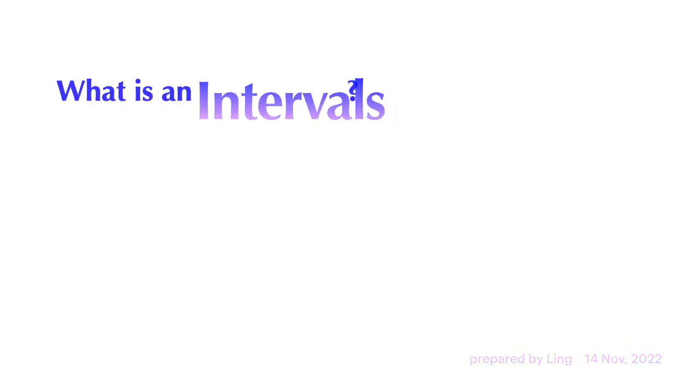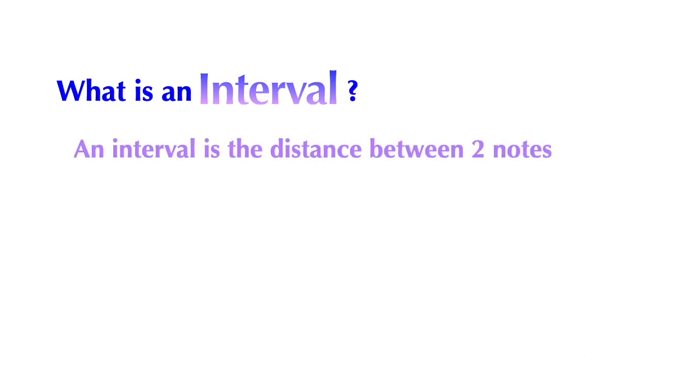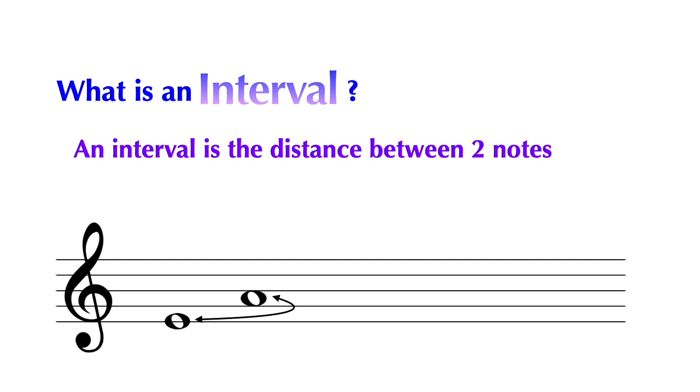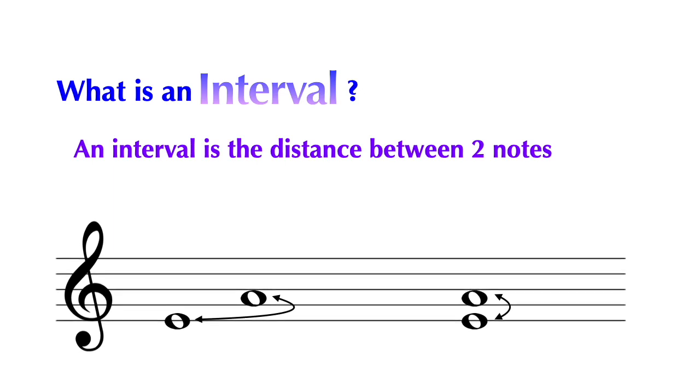What is an interval? Interval is the distance between two notes. For example, we go from E to A. It can be one note after the other like a melody. This is called melodic interval. Or they can go together to form a harmony. This is called harmonic interval.